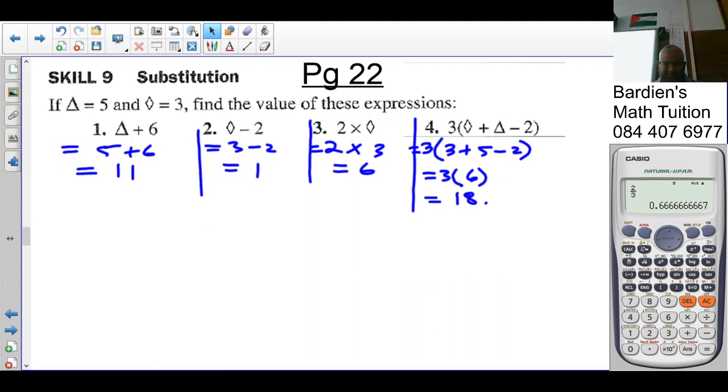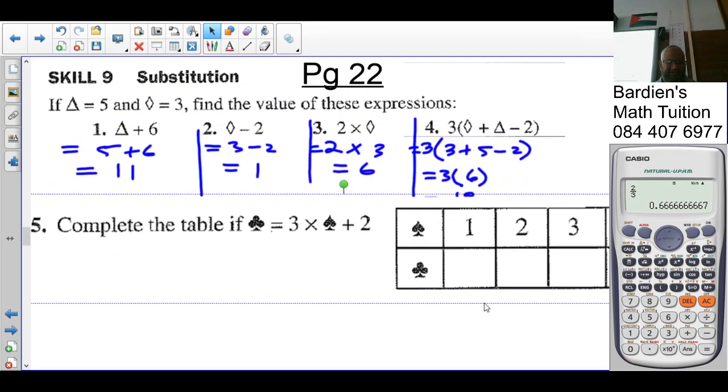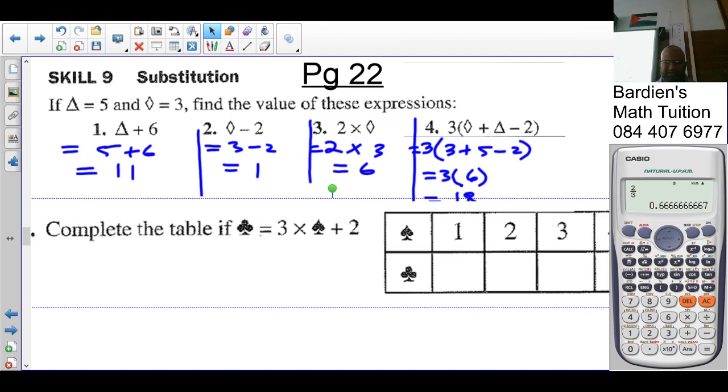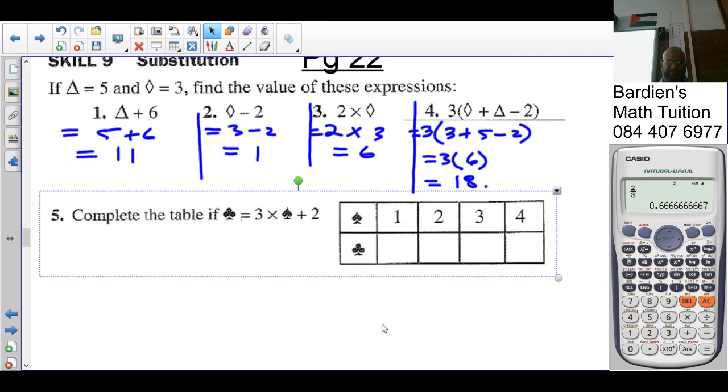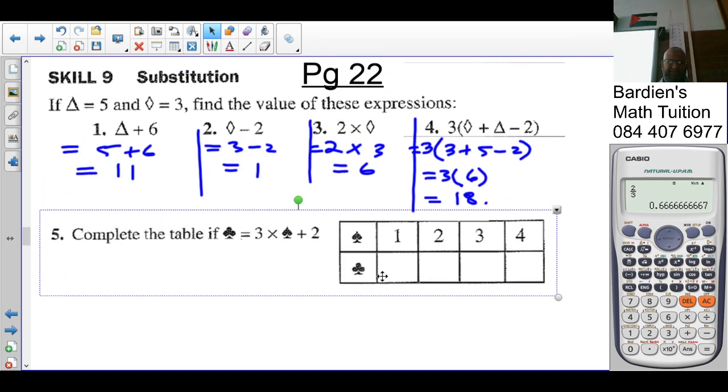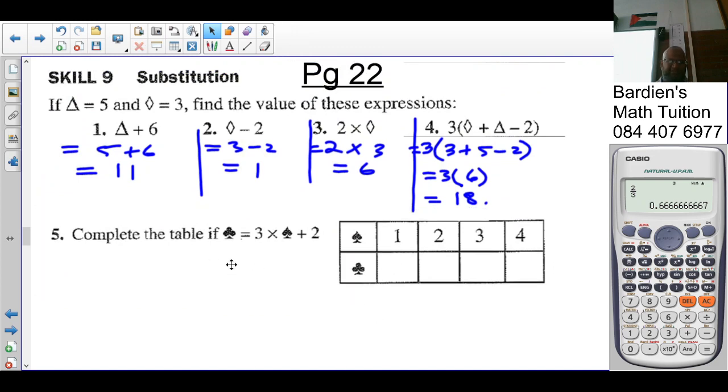So in number 5, you got a little table there. I want you guys to complete the table. Okay. In the table you will see that you have clubs and you have spades. You guys see that? So you must complete the table if the spade is equal to 3. Your club is equal to 3 times the spade plus 2.